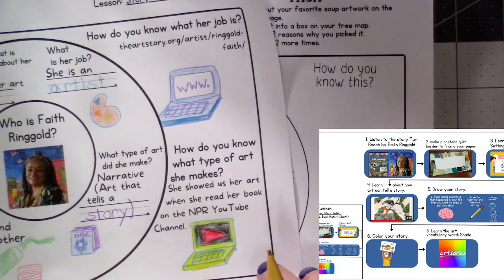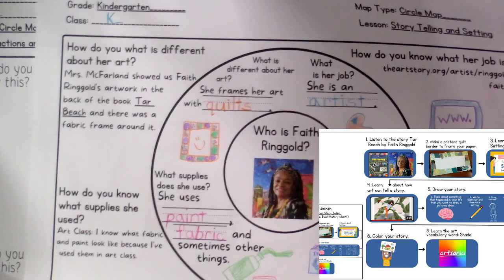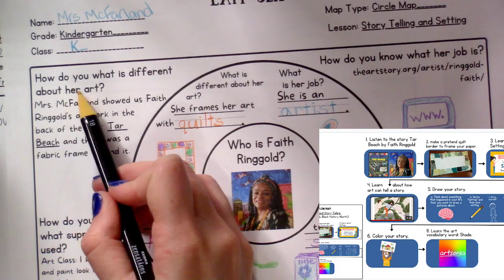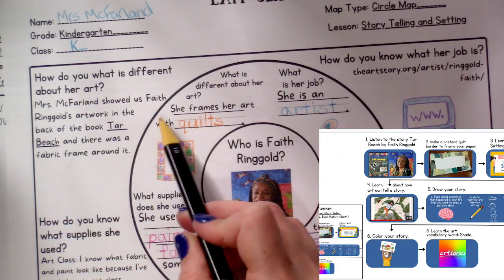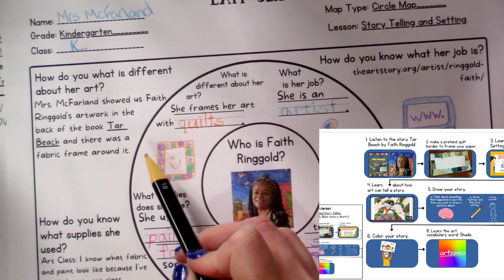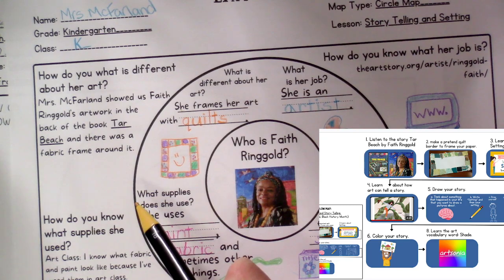Alrighty. You guys are doing good. Only 2 more pictures to do. Very proud of you. Okay, so this one says, how do you know what is different about her art? Remember how we said what's different about her art is that she frames her art with quilts? How do you guys know that? Do you remember when you found that out? How did you find that out?